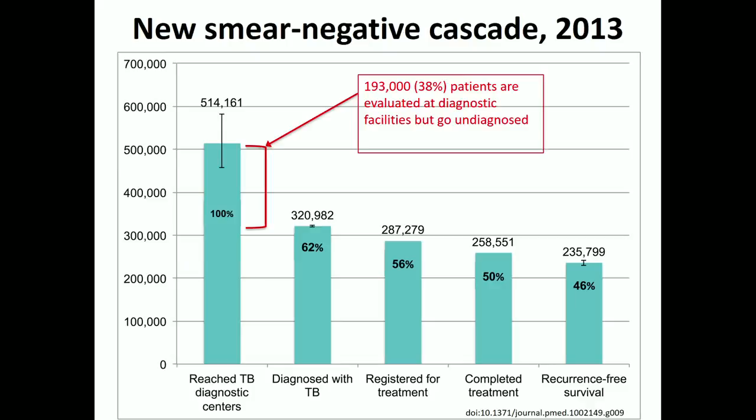For new smear negative patients, about 193,000 patients are evaluated at diagnostic facilities but go undiagnosed. This is by far the biggest gap. It speaks to the broad-scale underlying use of smear microscopy and the fact that most patients, about 60 to 80% of patients, don't make it through the diagnostic algorithm for smear-negative TB.